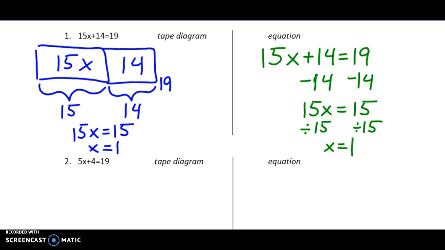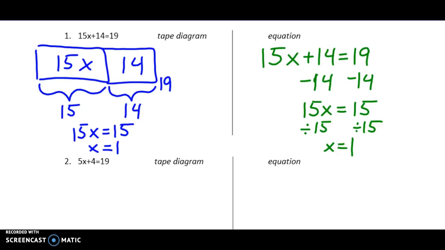So this is exactly what I want to see on your paper. Don't forget, if we're going to subtract 14, the 14 has to come away from both sides. Everything has to stay balanced. Everything has to stay even. We have to keep things fair. Subtract 14 from both sides, and then also divide both sides by 15.